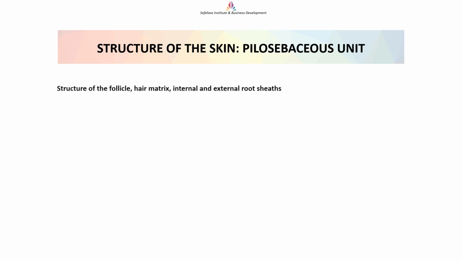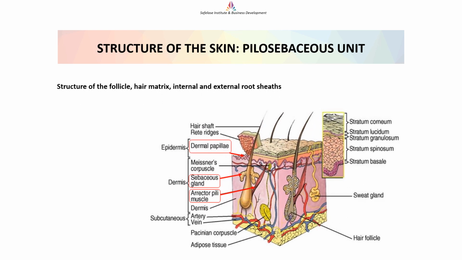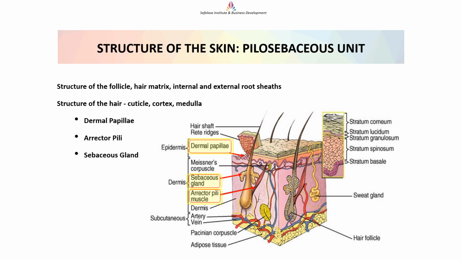The pilosebaceous unit structure consists of the follicle, hair matrix, and internal and external root sheaths. The structure of the hair, including the cuticle, cortex, and medulla, also includes the following: dermal papilla, erector pili, and sebaceous gland. Take a moment now to review the diagram shown here.